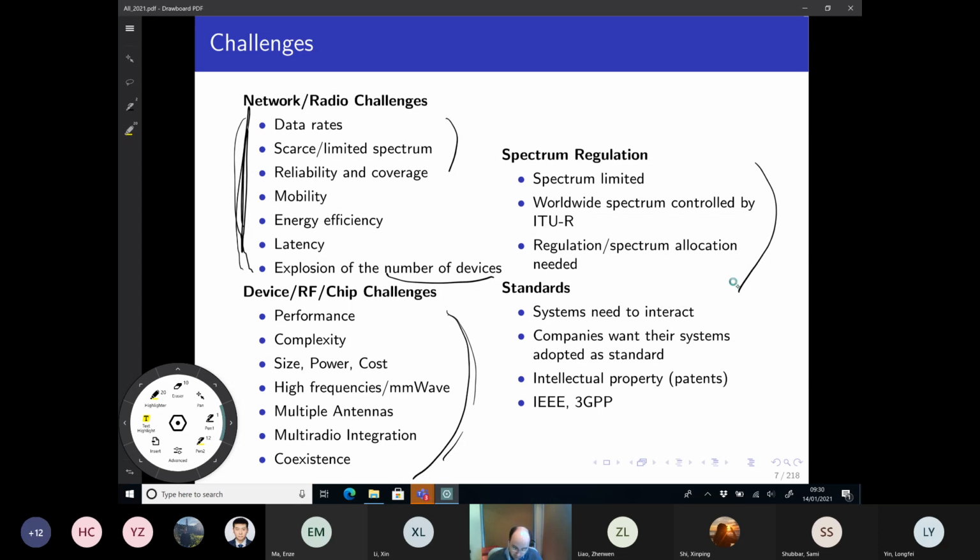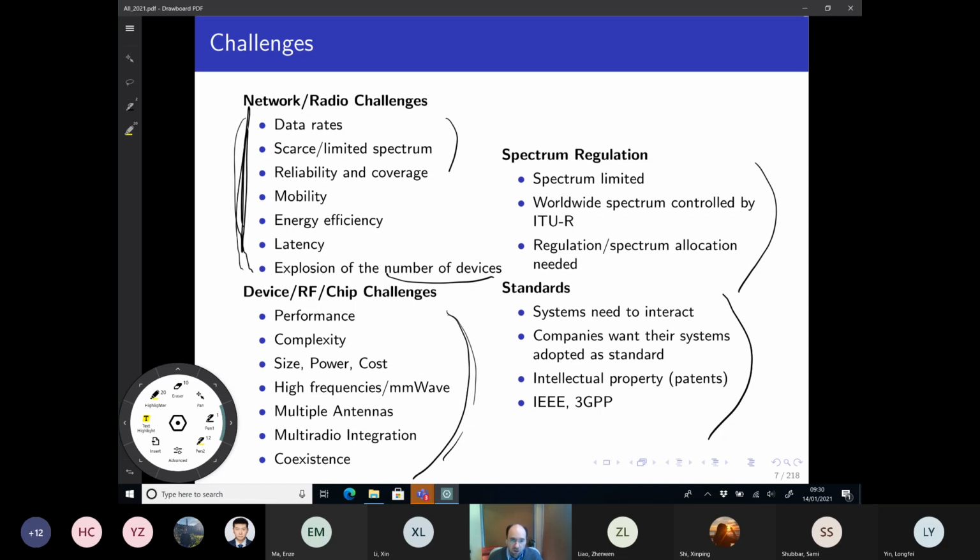Now you have standards as well, right? And standards are really what also helped, and is one of the reasons why wireless became so dominant, thanks to those standards that really make sure that those systems can interact with each other. So if I have a phone from, let's say, Samsung, and the network is designed by Huawei, you want to make sure that those two understand each other.